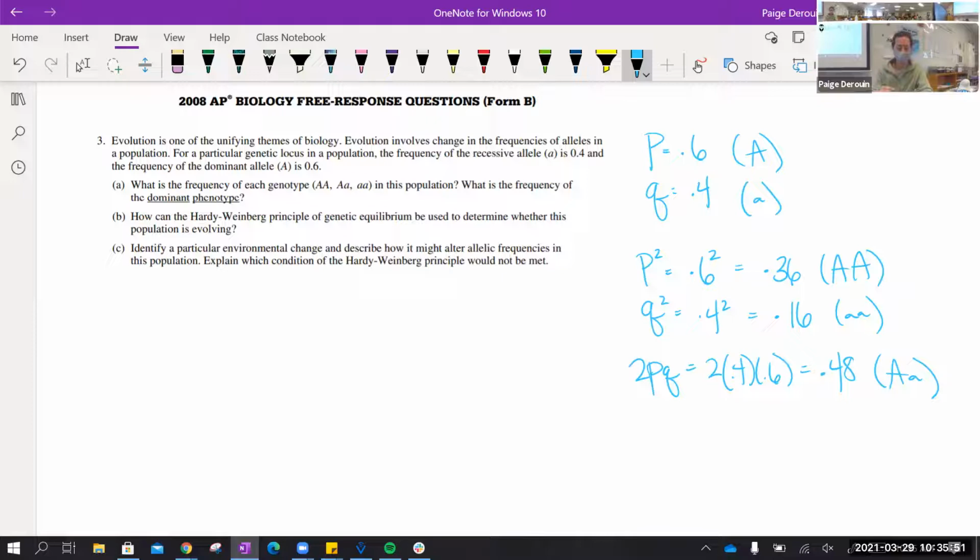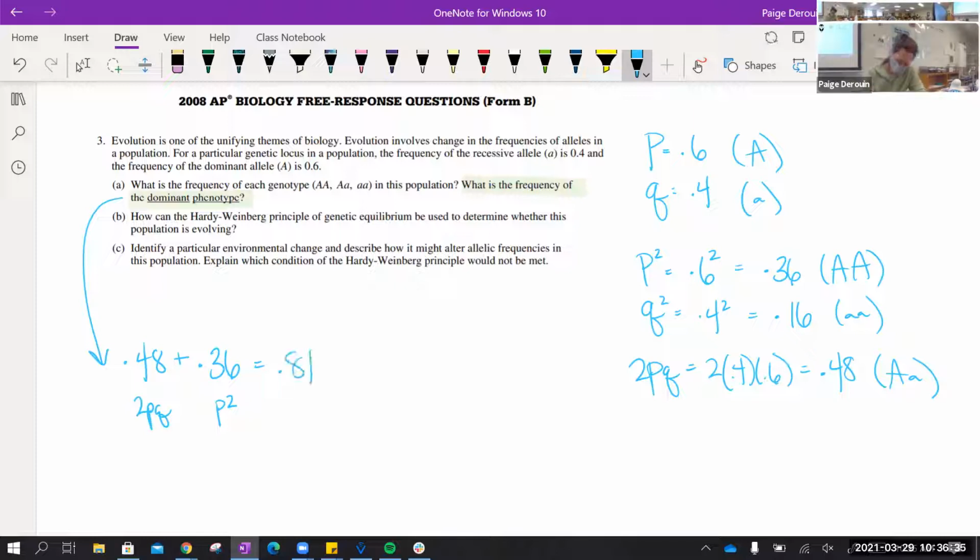Now, important when you're doing these questions, it's easy to be like, woohoo, I did part A, that was easy and fun. But look, wait, there's more. What is the frequency of the dominant phenotype? To find the dominant phenotype, we have to add together everyone who has at least one big A. That includes 0.48, which is our 2PQ, plus 0.36, which is our P squared. I am a person who needs a calculator at this stage in my life, so if you feel that way, it's okay. 0.84. These people look dominant.